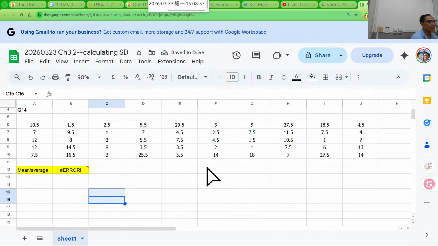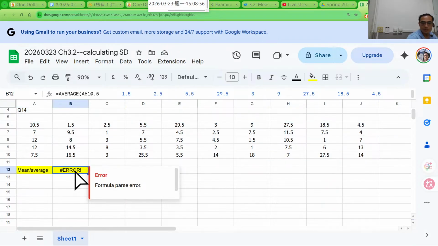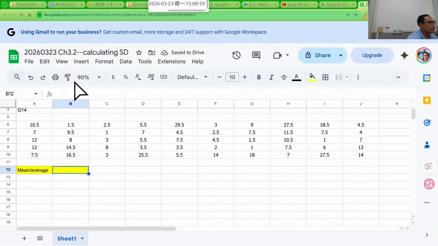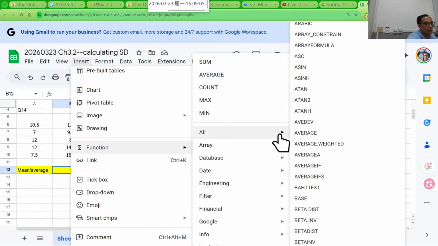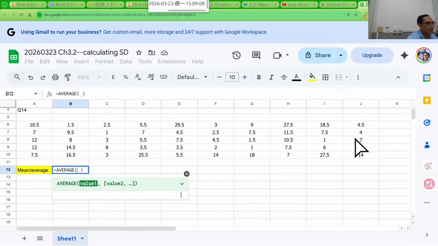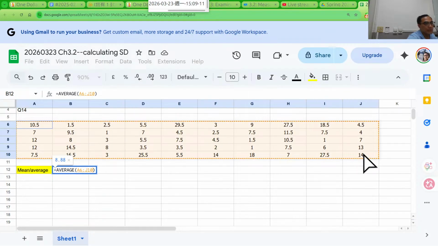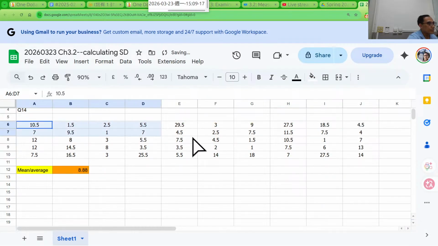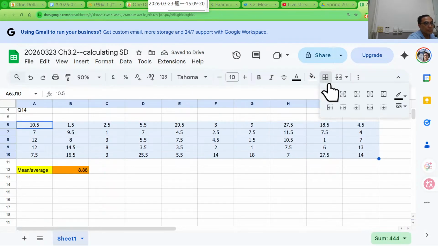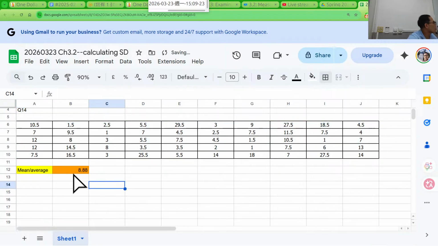Okay, thank you for the reminder. Let me do it again. Click here, move to insert, function or average. Then select a range. Okay, and the average should be 8.88. Is it okay? So use this one. You can get the average in a few clicks, right? Then the next one.